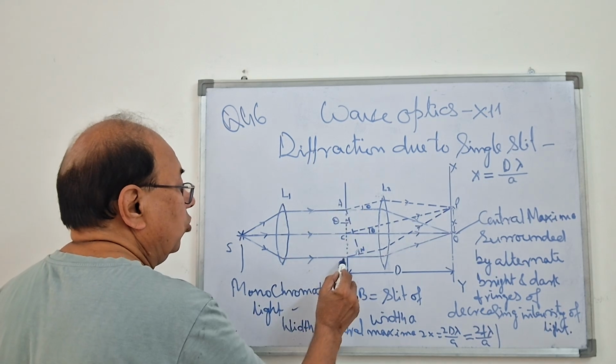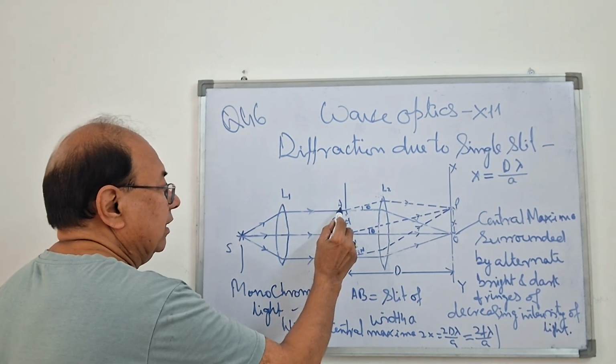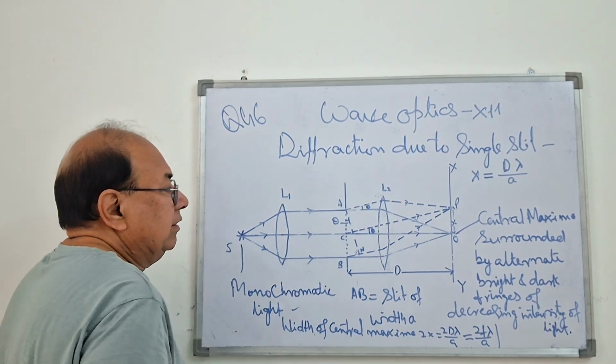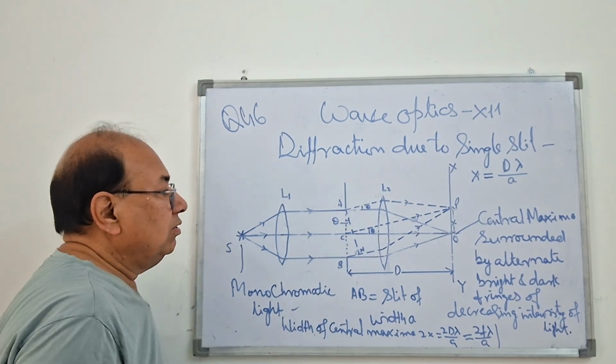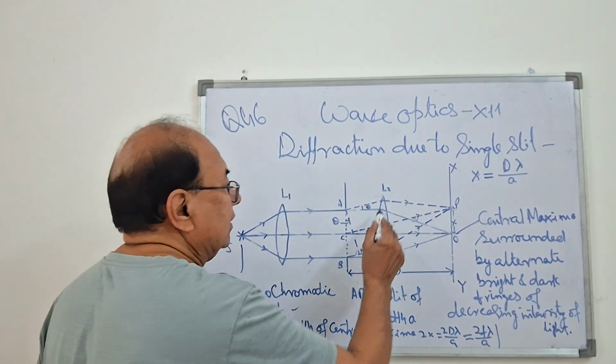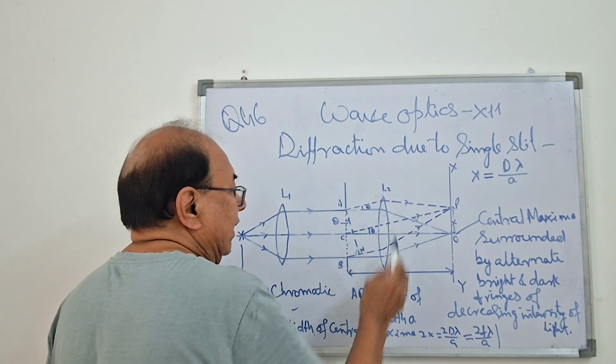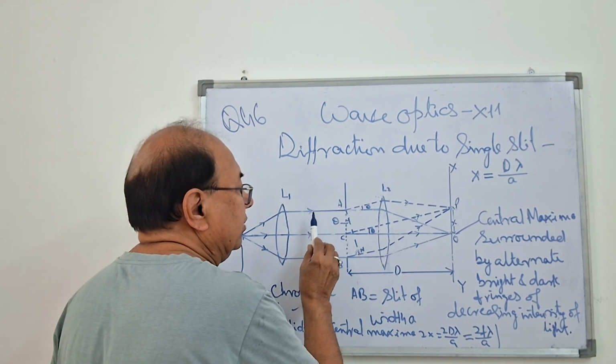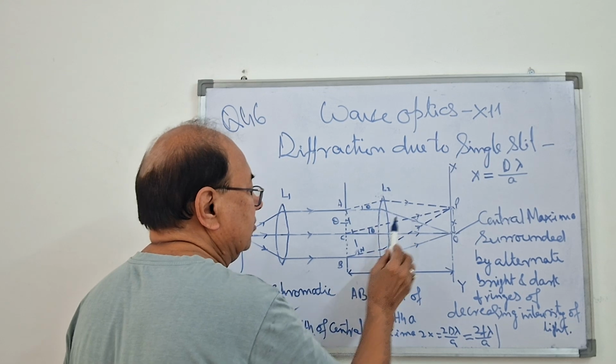This is a small opening, slit AB. The width of the slit is a. The size of the slit is of the order of the wavelength of light. Now there is another lens L2. Here wavefronts are moving in the forward direction.